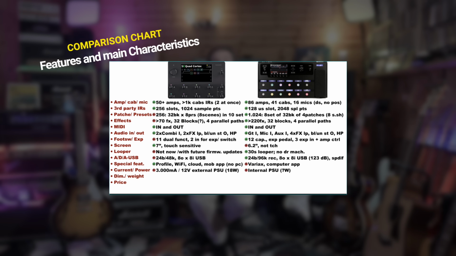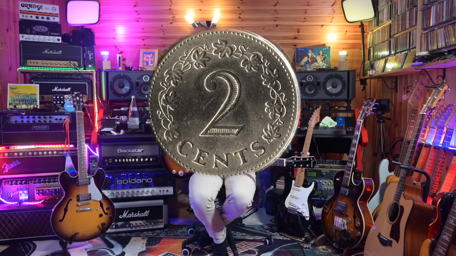First of all, we will hear the units in action in a demo song, then we will compare the technical characteristics of the two units with a very detailed comparison chart. Then we will hear more sounds in a dedicated section of this video, also comparing the two units with the real tube amps, and finally I will give you my 2 cents.